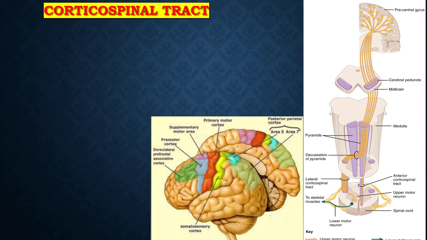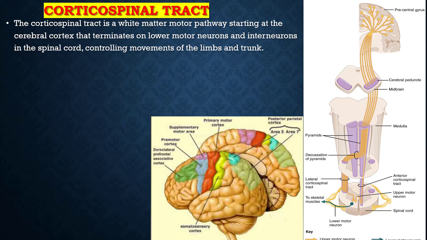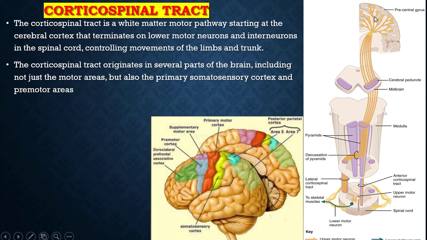Corticospinal tract. The corticospinal tract is a white matter motor pathway starting at the cerebral cortex. They terminate on the lower motor neuron in the anterior horn of the spinal cord, controlling movement of the limbs and trunk. They originate here in the cortex and then terminate at the anterior horn of the gray matter of the spinal cord and control the movements of the limbs and trunk. The corticospinal tract originates in several parts of the brain, including not just the motor area but also the primary somatosensory cortex and premotor area.